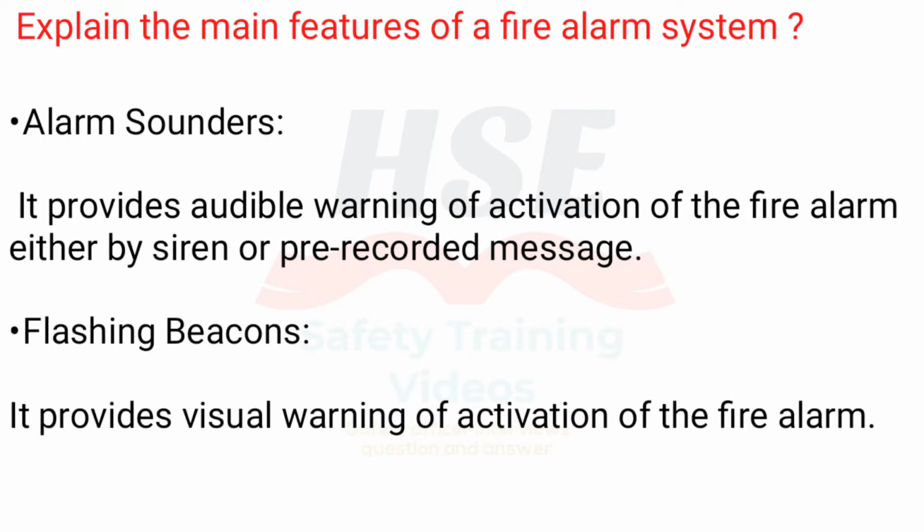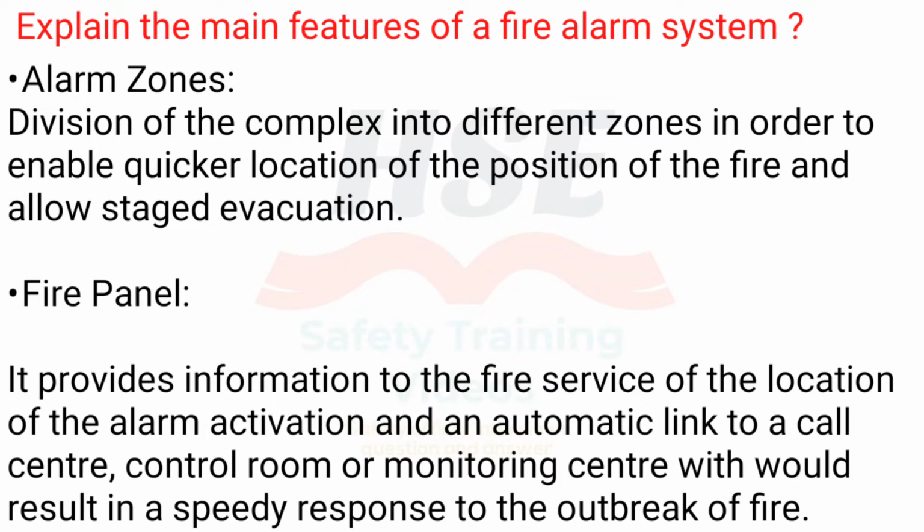Alarm sounders. It provides audible warning of activation of the fire alarm either by siren or pre-recorded message. Flashing beacons. It provides a visual warning of activation of the fire alarm. Alarm zones. Division of the complex into different zones in order to enable quicker location of the position of the fire and allow staged evacuation. Fire panel. It provides information to the fire service of the location of the alarm activation, and an automatic link to a call center, control room or monitoring center would result in a speedy response to the outbreak of fire.